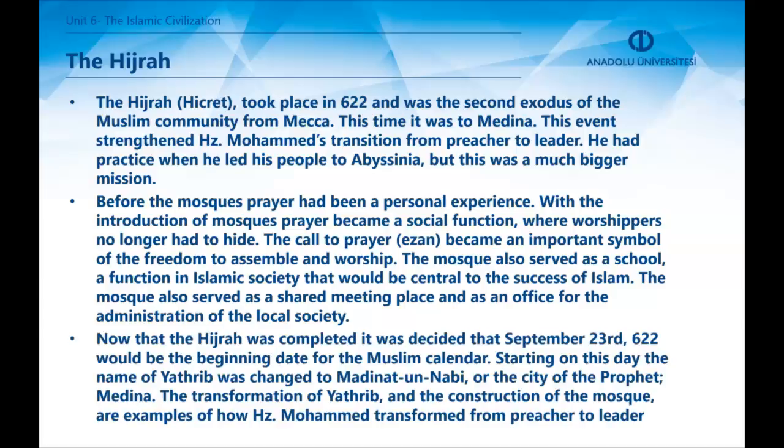Now that the Hijrah was complete, it was decided that this would be the beginning date for the Muslim calendar. So the Muslim calendar starts on September 23rd, 622. Starting on this date, the name of Yathrib was changed to Medina, or the city of the Prophet. The transformation of Yathrib and the construction of the mosque are examples of how Hazrat Muhammad transformed from preacher to a leader.